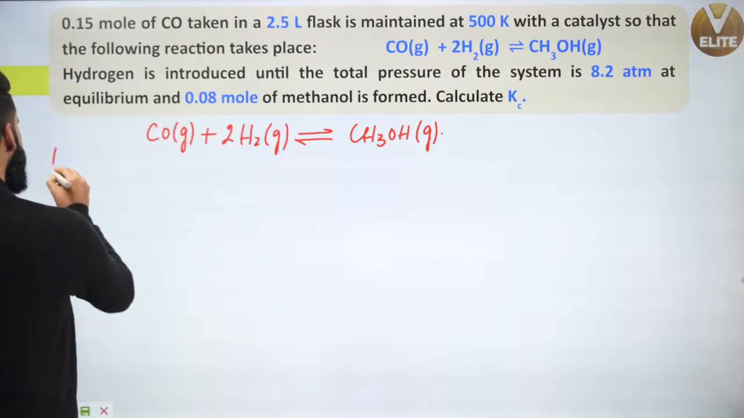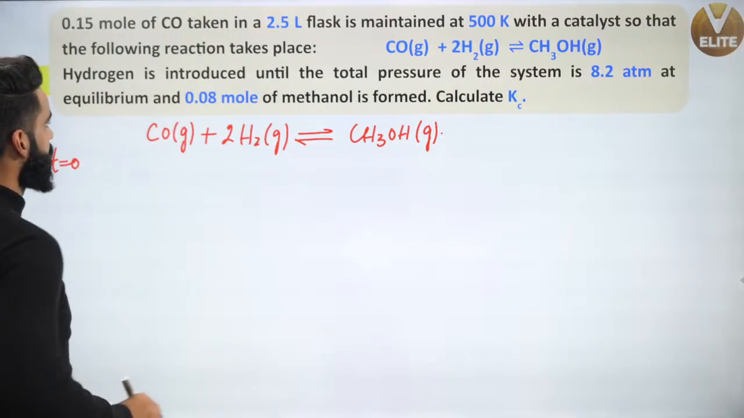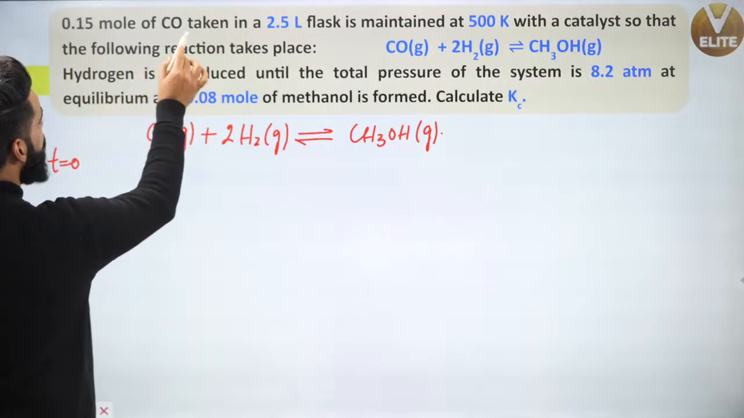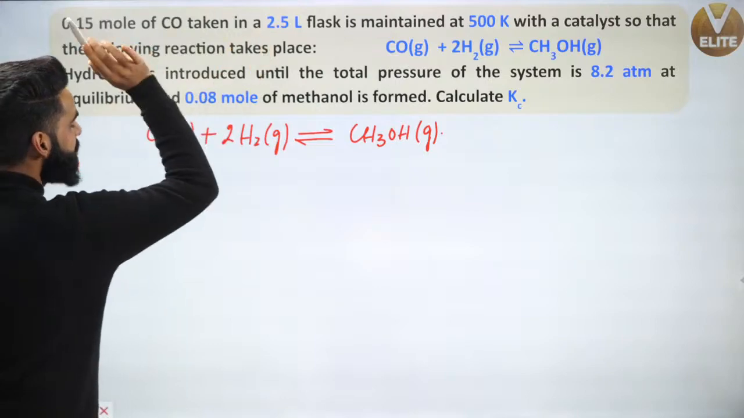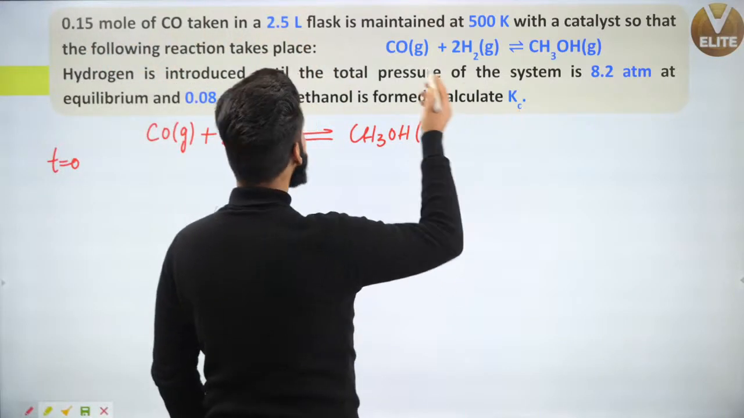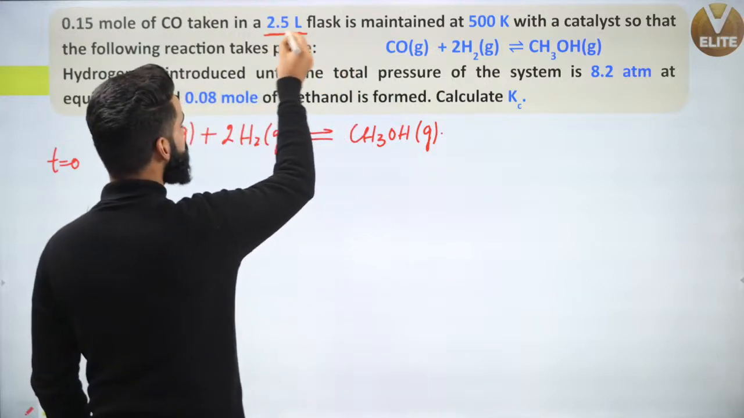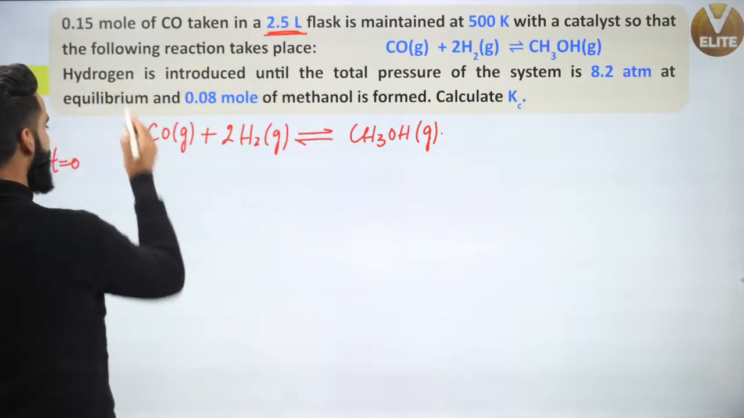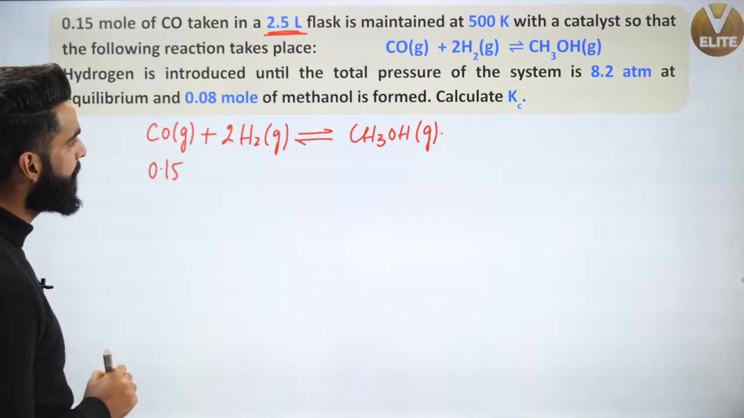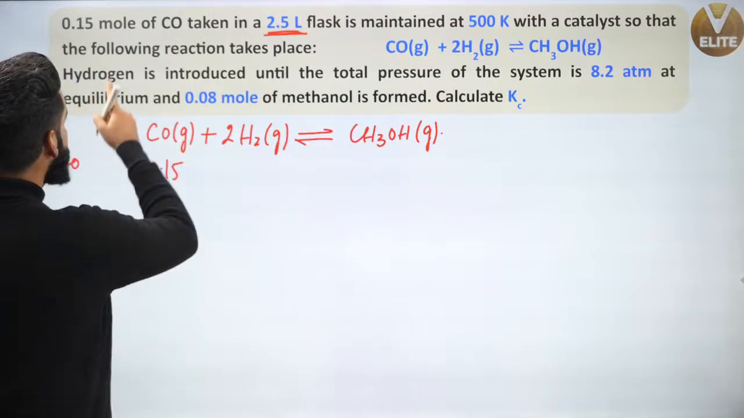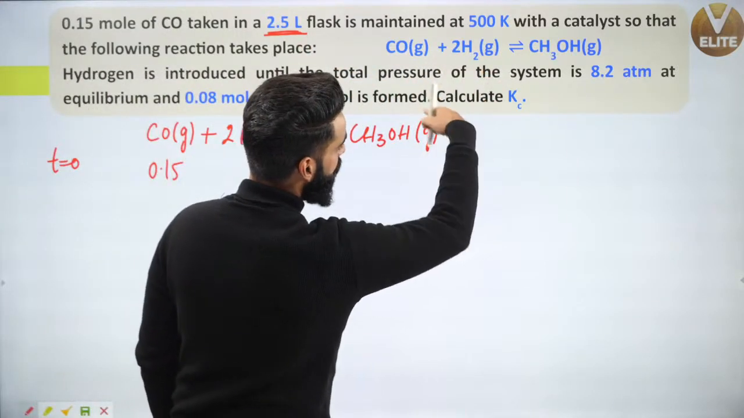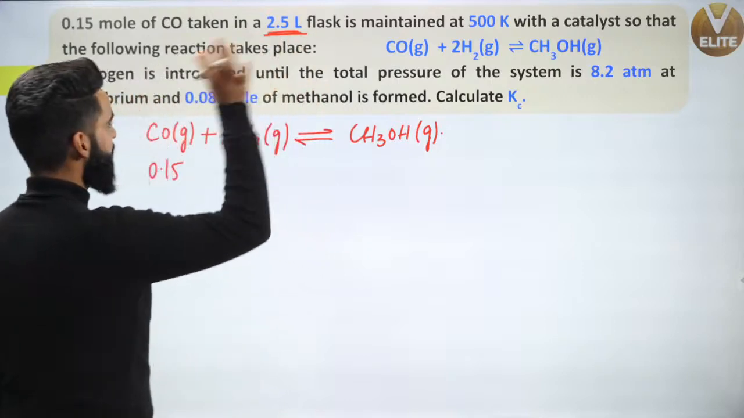Now, at time t equal to 0, what am I given? I'm given 0.15 moles of carbon monoxide taken in a 2.5 liter flask. That means this reaction is carried out in a flask whose volume is 2.5 liters, and initially I have taken 0.15 moles of carbon monoxide, maintained at 500 Kelvin with a catalyst.